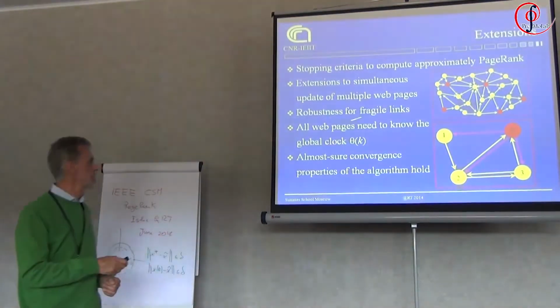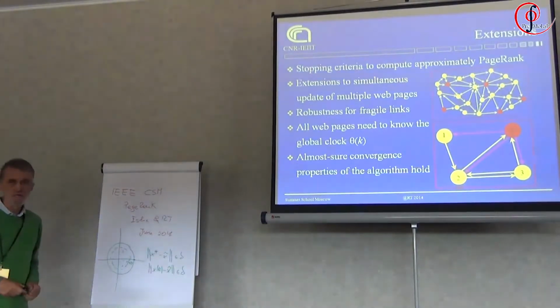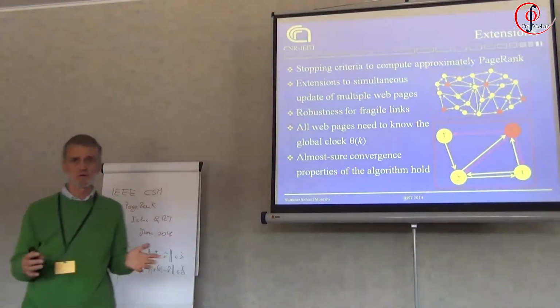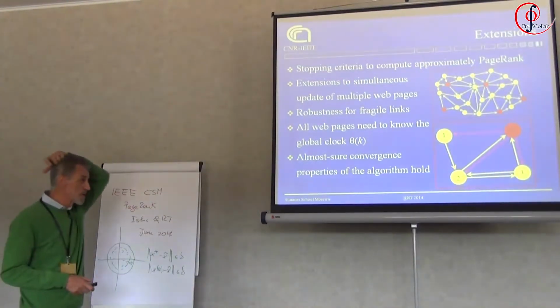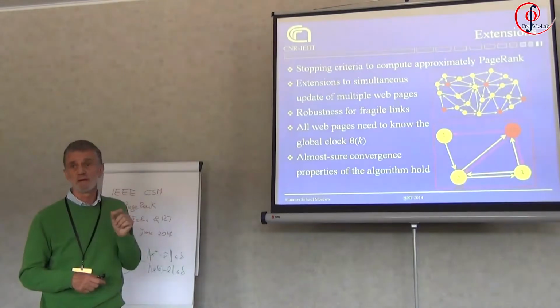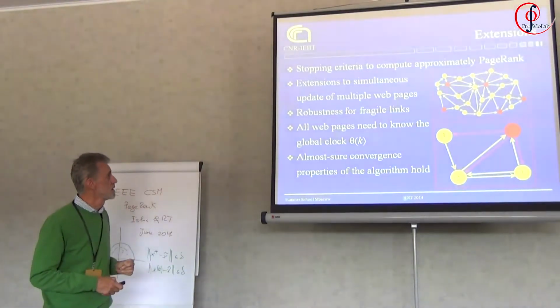We also published a little paper on fragile links. As I said here, the web is assumed to be time invariant, which is a very strong assumption. But what can you say if some of the links are fragile, in the sense that they have a probability of failure? So this is something that we talk about.